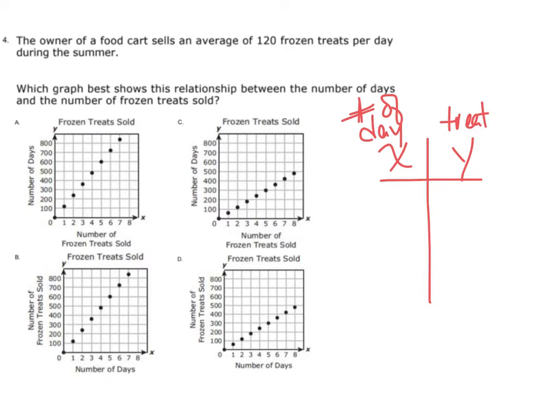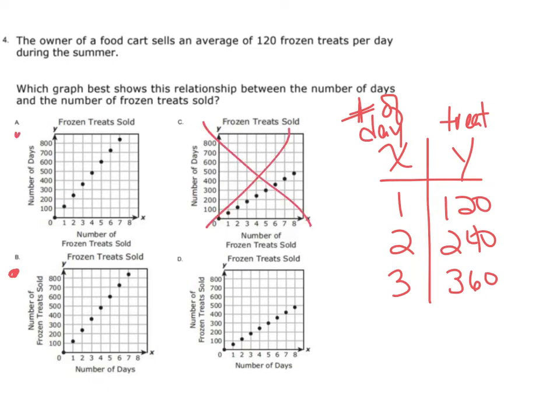So that's why when you have day 1, you have 120, day 2 is 240, day 3 is 360. So that's correct. Now, if you notice, B could be correct, so that's a possible one. A is a possible one. C is under 100, so that's not possible. And then D is also under 100, so that's not possible. So I know that that's wrong.